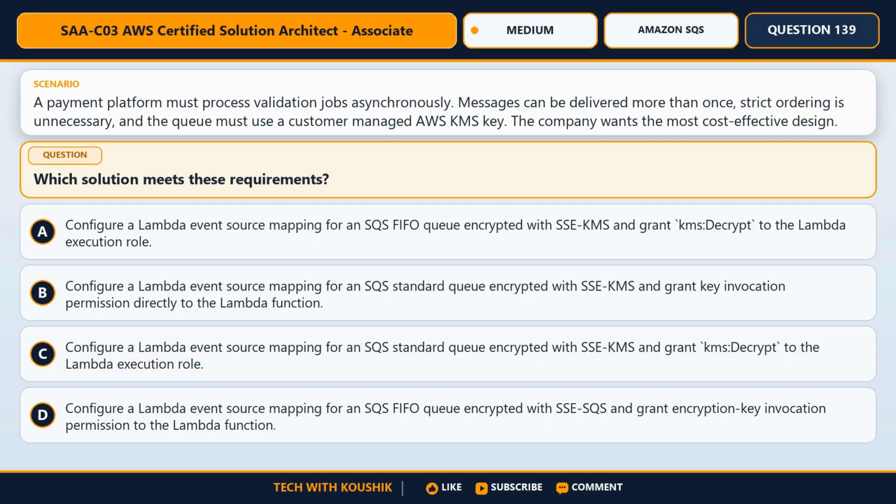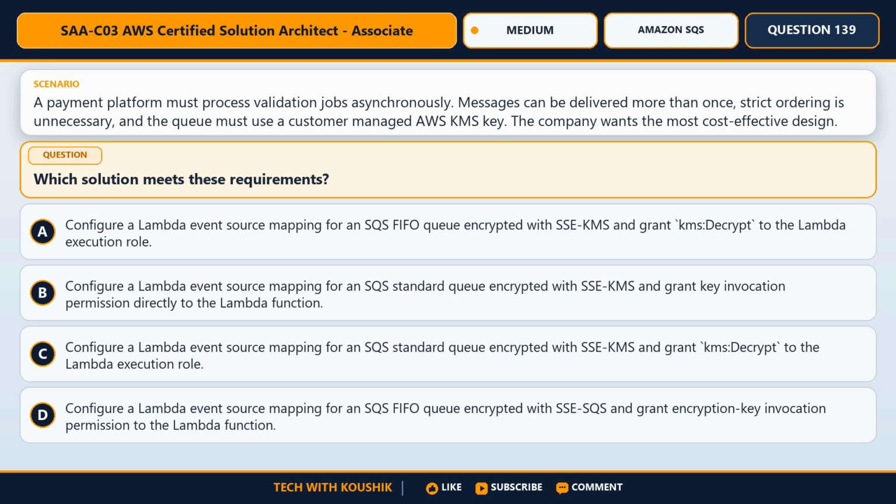Question number 139. A payment platform must process validation jobs asynchronously. Messages can be delivered more than once, strict ordering is unnecessary, and the queue must use a customer-managed AWS KMS key. The company wants the most cost-effective design. Which solution meets these requirements?